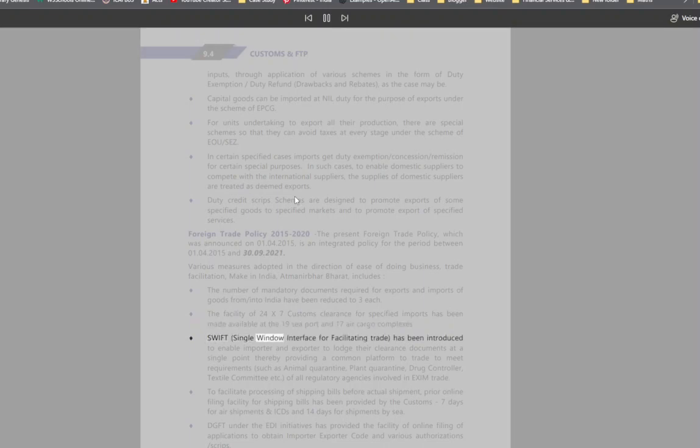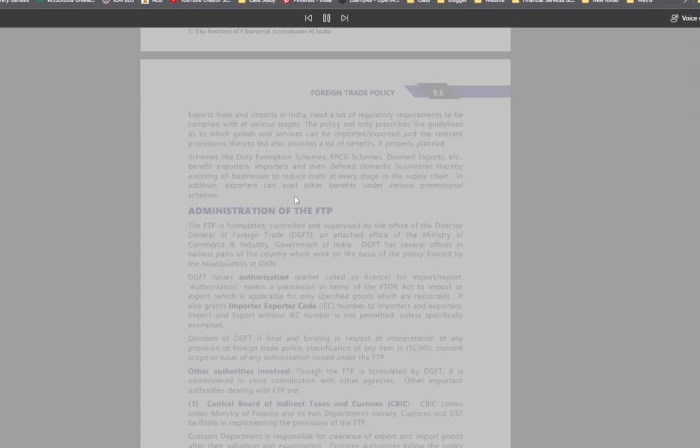SWIFT, Single Window Interface for Facilitating Trade, has been introduced to enable importers and exporters to lodge their clearance documents at a single point, thereby providing a common platform to meet requirements, such as animal quarantine, plant quarantine, drug controller, textile committee, etc., of all regulatory agencies involved in trade. To facilitate processing of shipping bills before actual shipment, prior online filing facility for shipping bills has been provided by the customs, 7 days for air shipments and ICDs and 14 days for shipments by sea. DGFT under the EDI initiatives has provided the facility of online filing of applications to obtain Importer-Exporter Code and various authorizations/scrips.